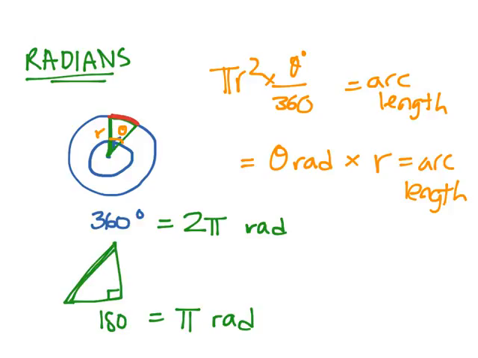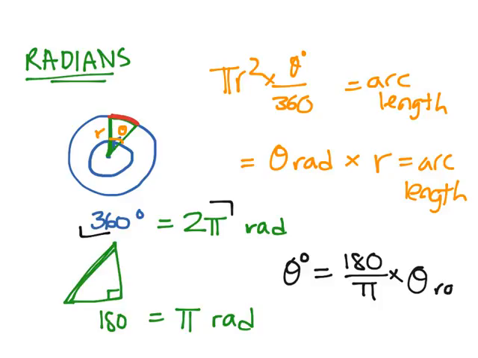Now, how would we convert between degrees and radians? We say an angle in degrees is equal to 180 over pi times an angle in radians. So a circle has 2 pi radians. That's equal to 360 degrees. How much does a triangle have? Triangle is 180 degrees, which is 360 divided by 2. So that would be 2 pi divided by 2, or pi radians.